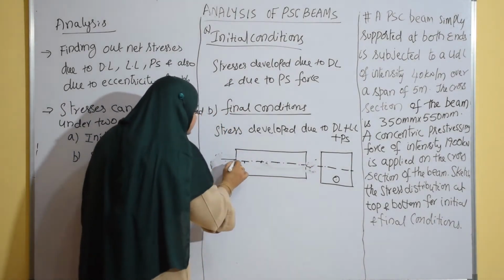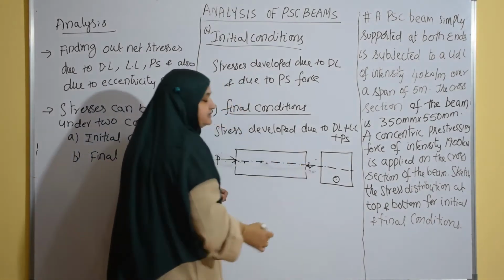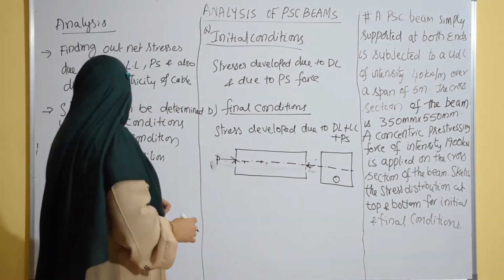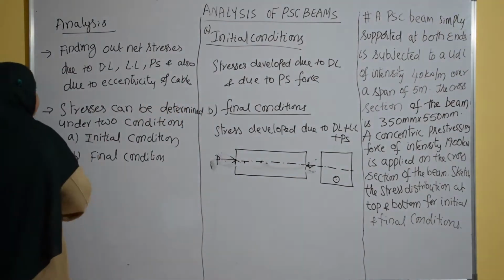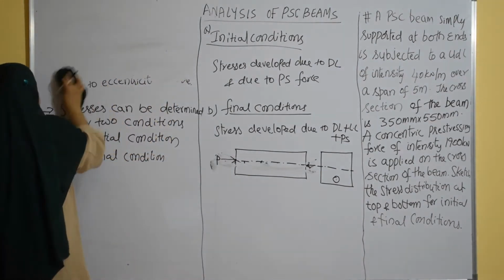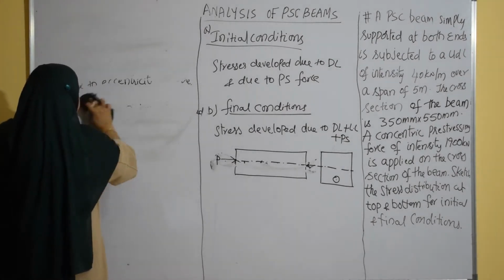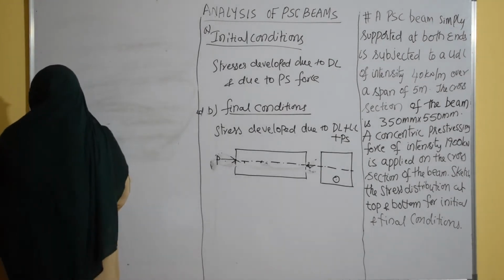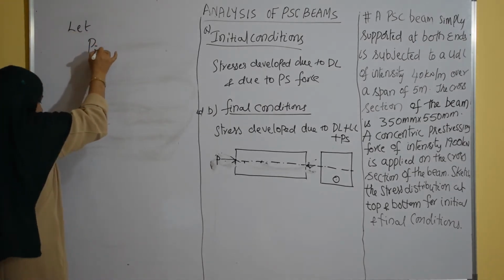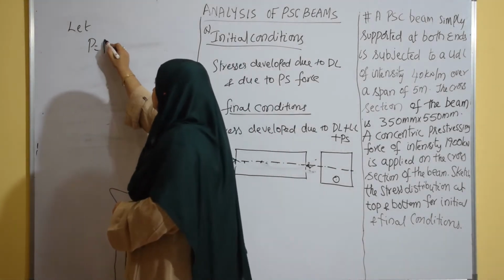If the pre-stressing force is applied along the axis of the beam, then it is called concentric. Okay, so let P be the pre-stressing force. So let us see how to analyze a pre-stressing beam. The terminology we use is, let P is equal to pre-stressing force applied.